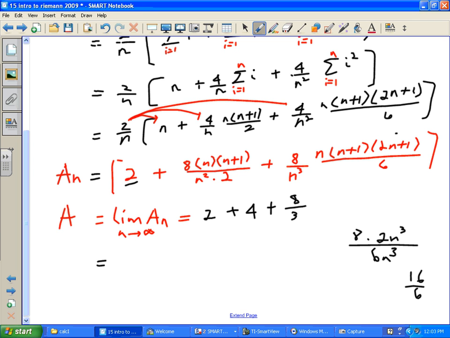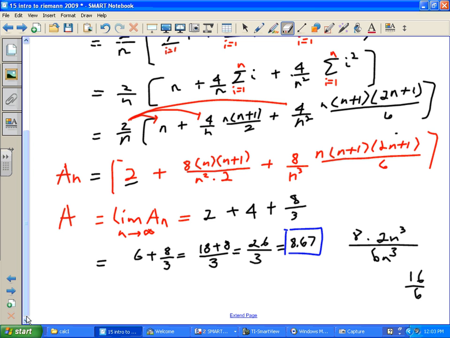sum of these three numbers. In other words, 6 plus 8/3. And for that, I'm getting 26/3, which is 8.67. Now, this should make sense because earlier we did it for 20 rectangles, and we knew that was an overestimate, and that answer was about 9. So this answer should make us feel good that at least it's in the close vicinity of that other answer we got. So the answer makes sense. That's always a good feeling.